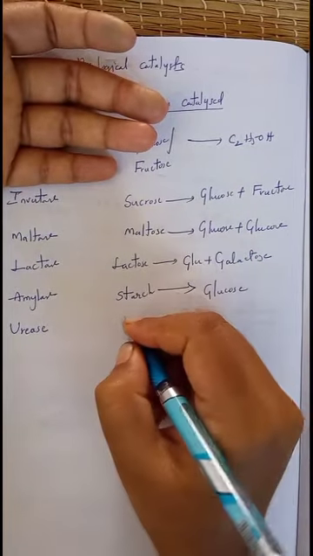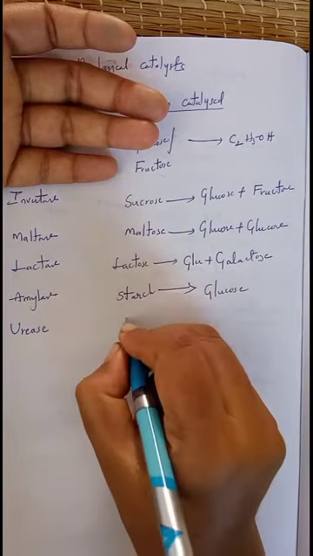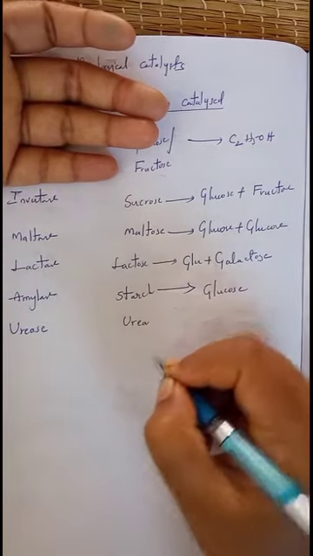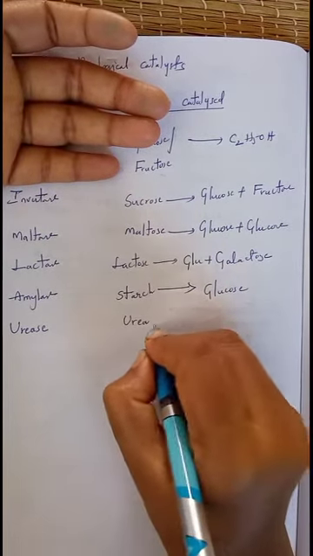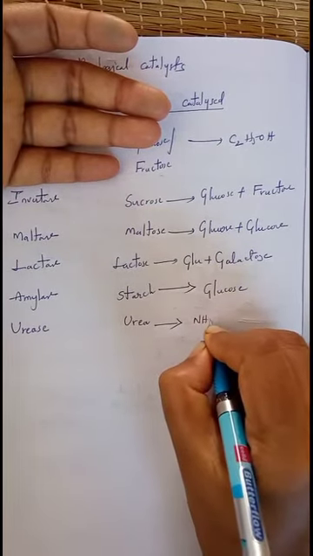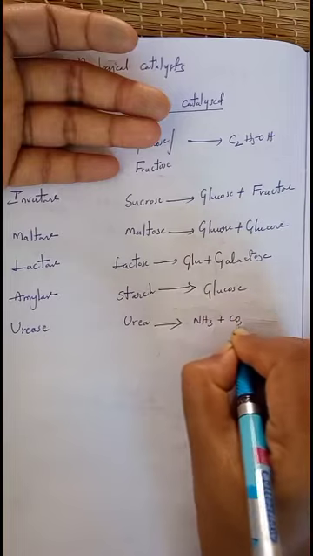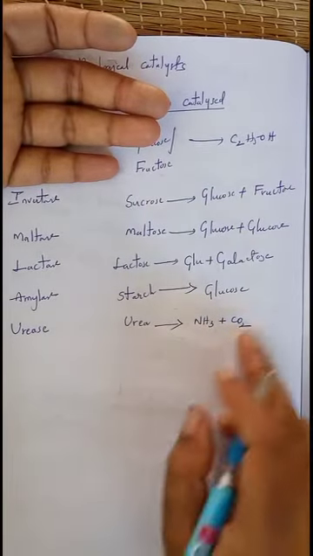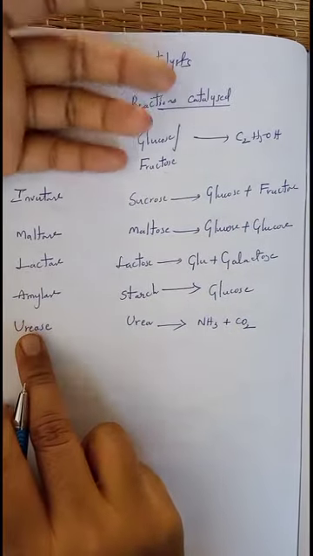Next one, urease. This urease can convert urea into ammonia and carbon dioxide. Urea formula is NH2CONH2. So this urea can be catalyzed by urease and converts into two important molecules, ammonia and carbon dioxide.